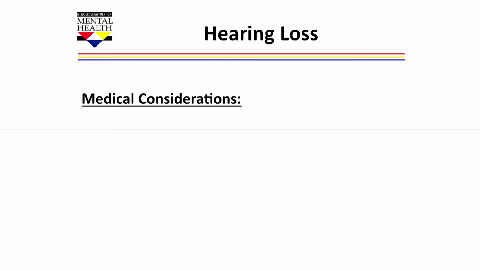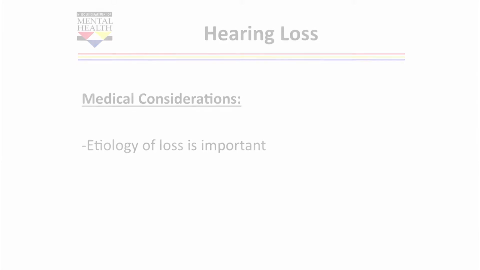Some important medical considerations when we're talking about hearing loss. The etiology of the hearing loss is very important. Definitely in a mental health setting, you want to find out what that etiology is, meaning how did the hearing loss occur, when did it occur. There are certain medical conditions that cause hearing loss that can also cause other medical issues. An example of this would be Usher syndrome, which is fairly common in causing hearing loss and deafness, but also causes visual impairments. There's something called long QT syndrome as well that causes hearing loss. It also causes sudden genetic cardiac problems.